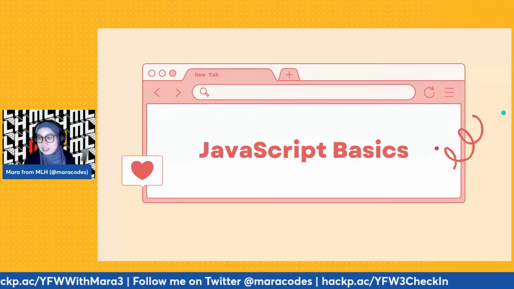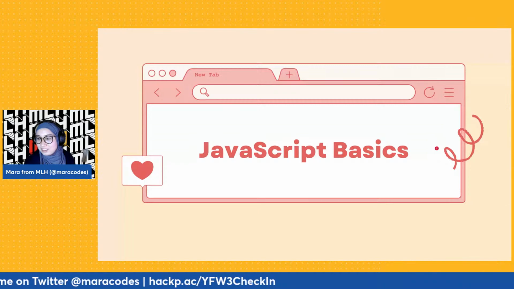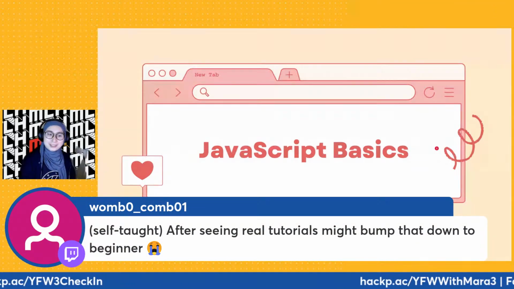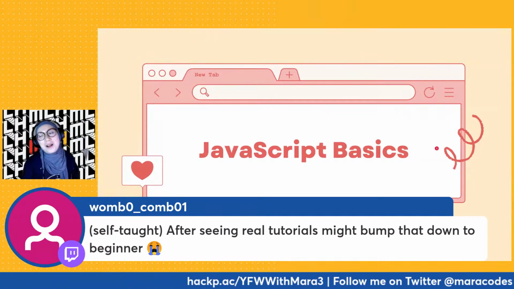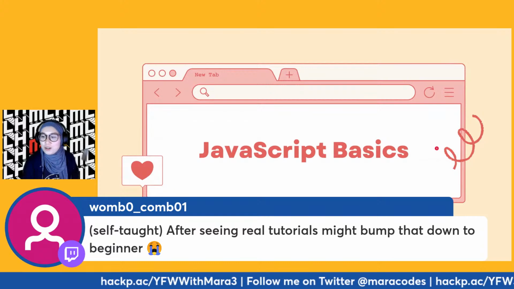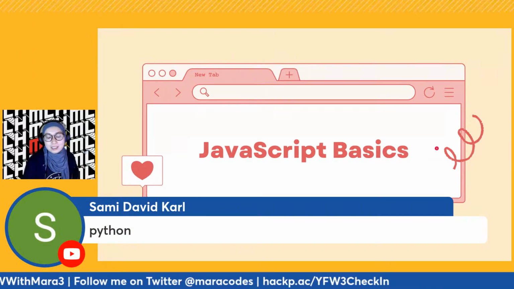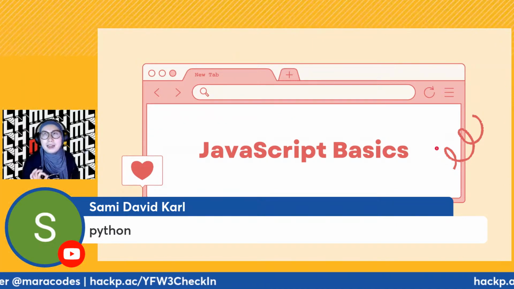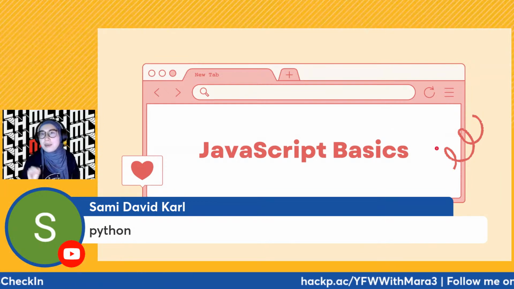Ooh, let's see some people's skill levels. Okay, Wombo Combo, intermediate, self-taught. You're saying beginner. I think learning is all relative. I'm sure you know a thing or two. Okay. Oh, I love Python. It's actually my first language that I fully understood. So Python, and to me, JavaScript is like if Python and Java had a baby.